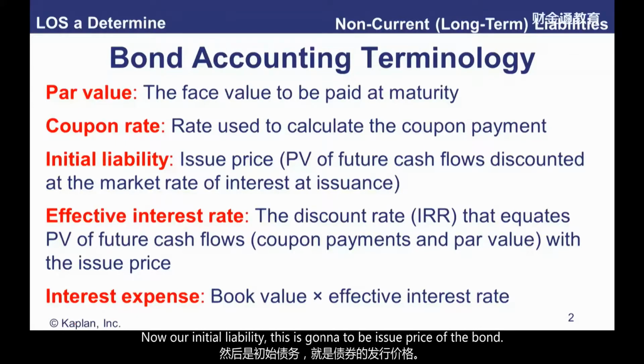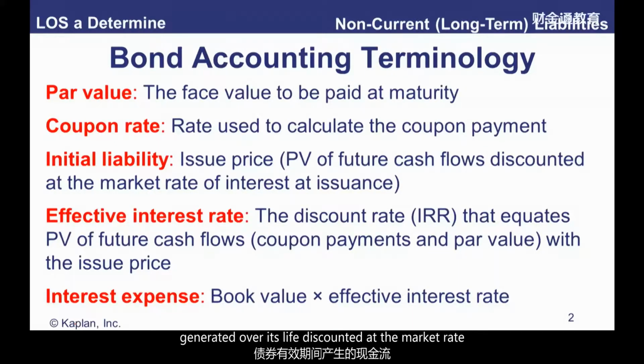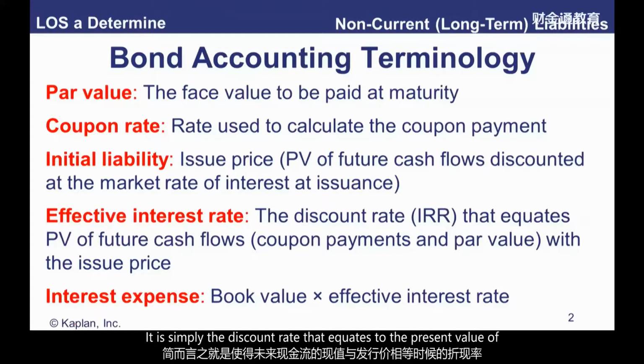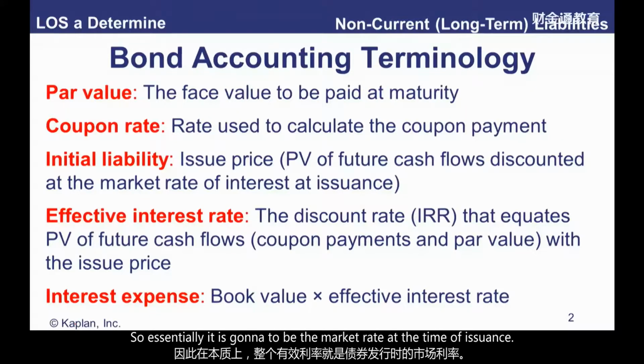Now our initial liability is going to be the issue price of the bond. In other words, the present value of the bond's cash flows that it's going to generate over its life, discounted at the market rate in existence at the date of issuance. Our effective interest rate is going to be an internal rate of return. It's simply the discount rate that equates the present value of the future cash flows with the issue price. So essentially it's going to be the market rate at the time of issuance.